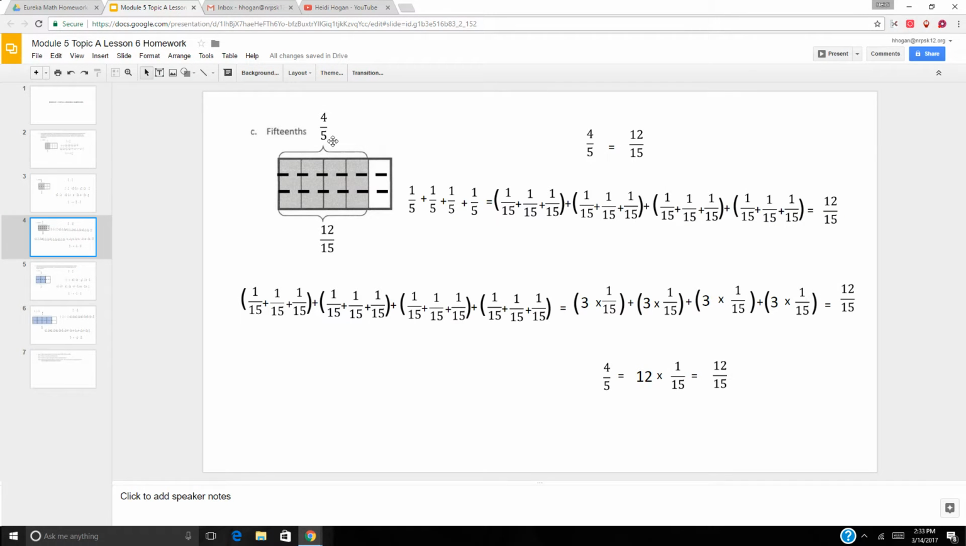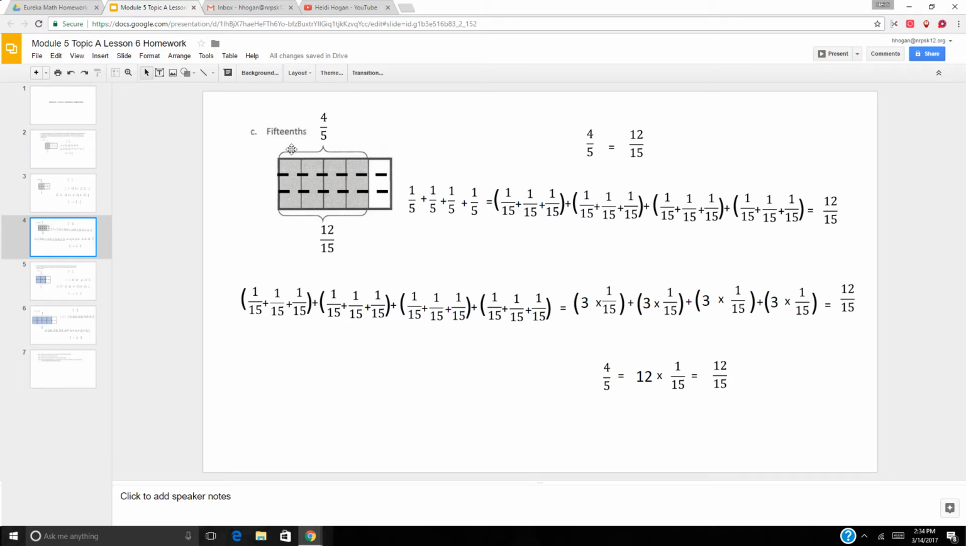So I know that 3 5s make 15. So I know I have to divide or decompose this into 3 sections. So 1, 2, 3, 4, 5, 6, 7, 8, 9, 10, 11, 12, 13, 14, 15. And 4/5 equals 1, 2, 3, 4, 5, 6, 7, 8, 9, 10, 11, 12 15ths. So 4/5 equals 12 15ths.